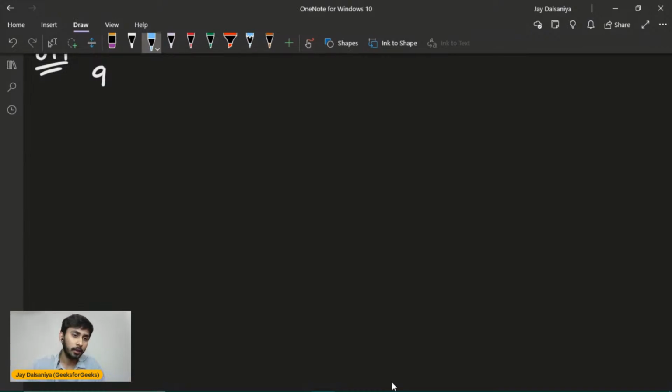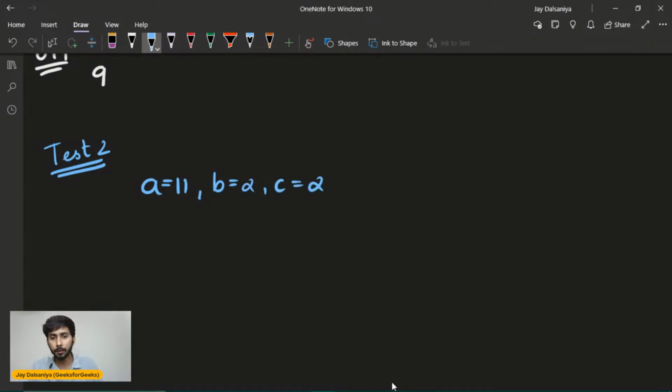Okay, so let's check out test case number 2. I'll be taking some random value. Let's take the example which is given to us. A is equal to 11 and B is equal to 2 and C is equal to 2. So let's try to generate a string in the same manner I tried for the first test case. Let's take A, B, C. Again, let's take A, B and C.